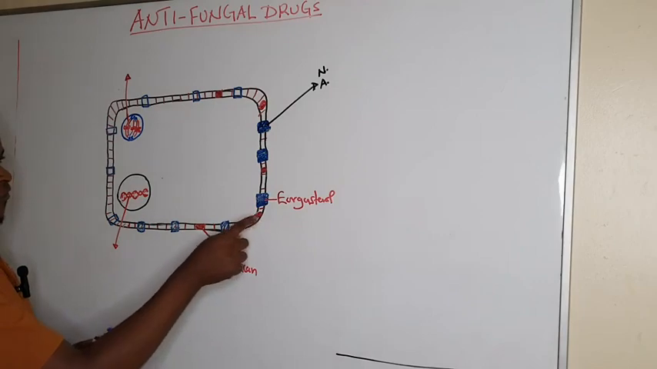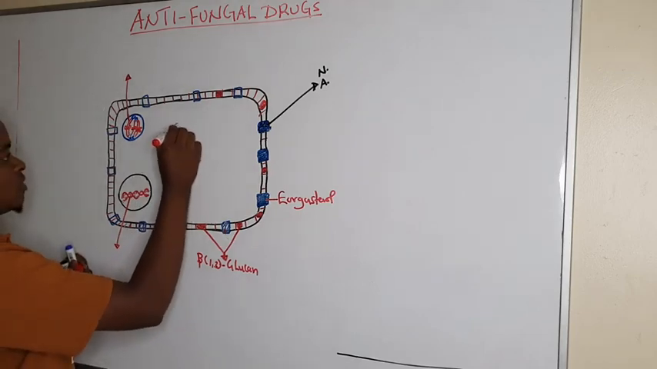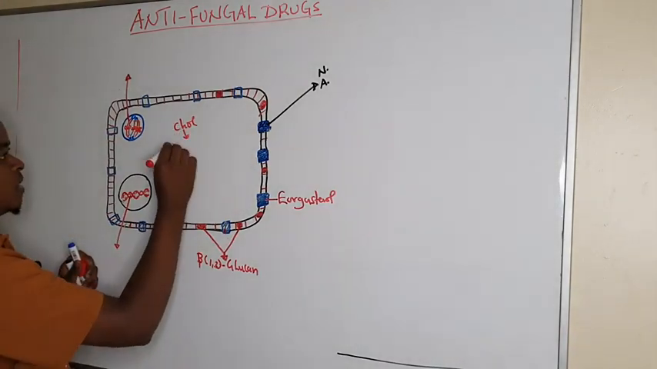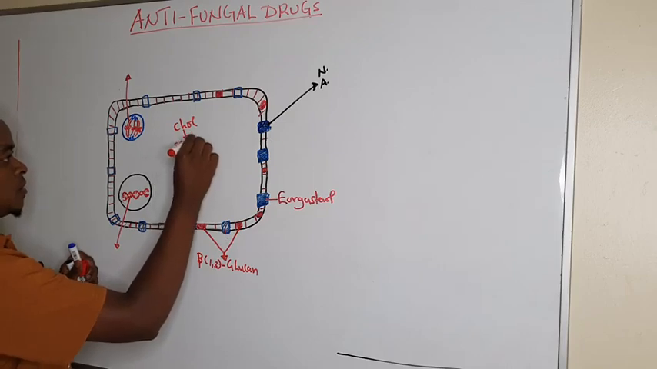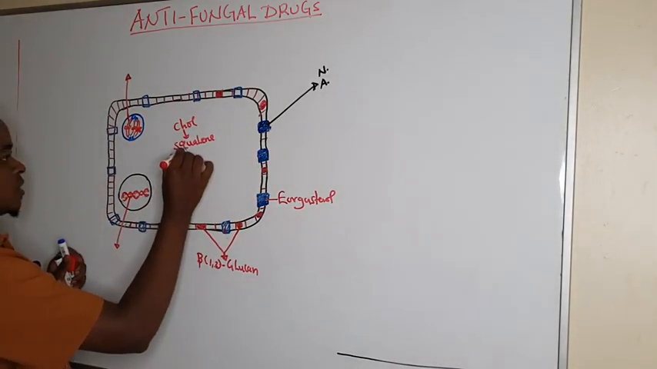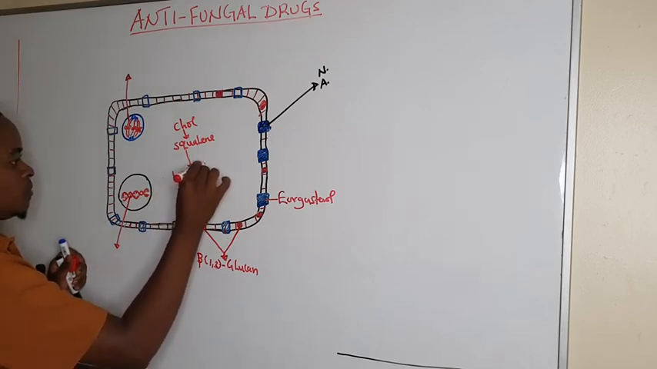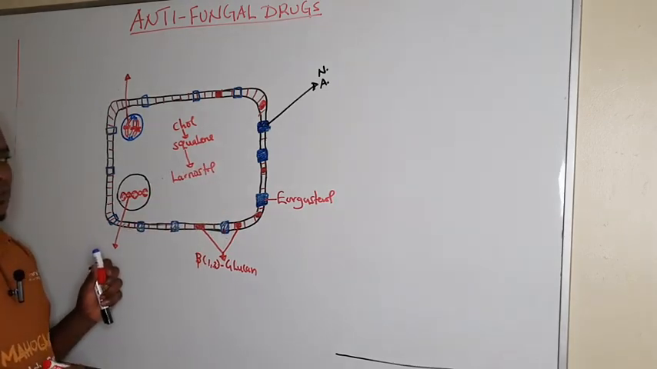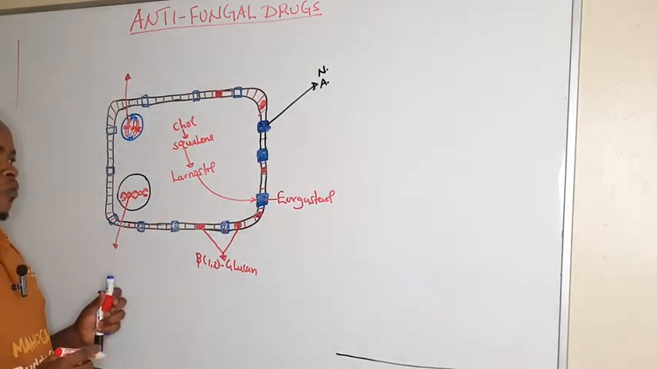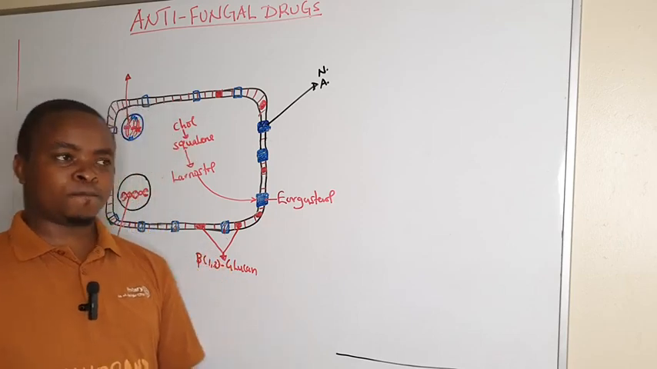So how are they formed? For example, the ergosterol, we are saying it is derived from cholesterol. If we have cholesterol, it is converted into a component known as squalene. And this squalene is oxidized to lanosterol. And this lanosterol is the one that is converted to the ergosterol, which is transported to the cell wall to increase the integrity of the cell membrane.